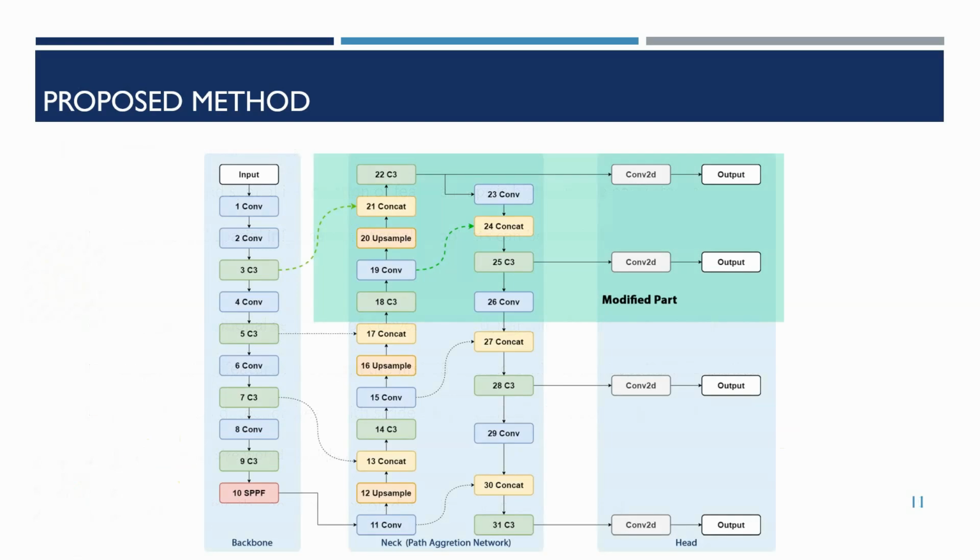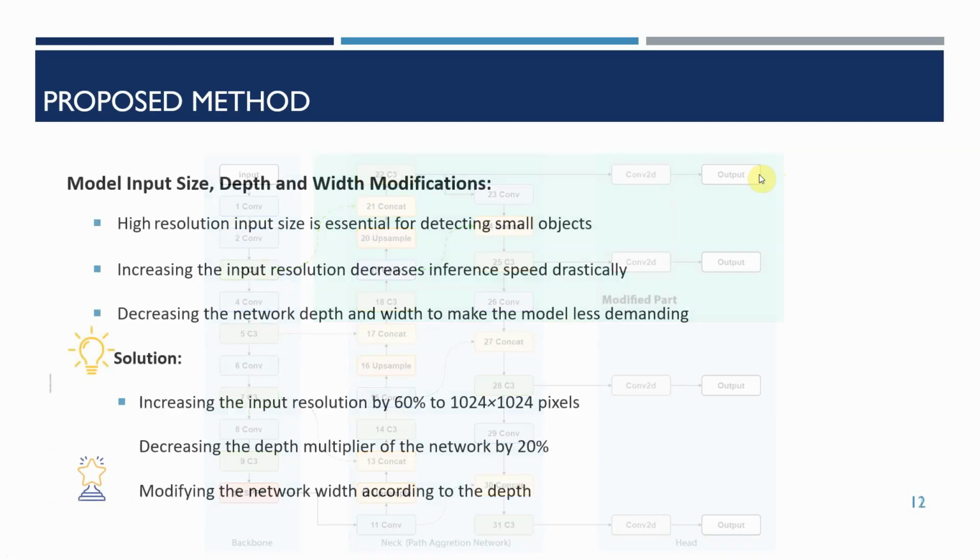So our modifications can be seen in this image, which shows that as we said, we concatenated features from the first C3 layer and added an additional sequence of C3, convolutional, upsample and concat layers, and added a new detection head for small objects.